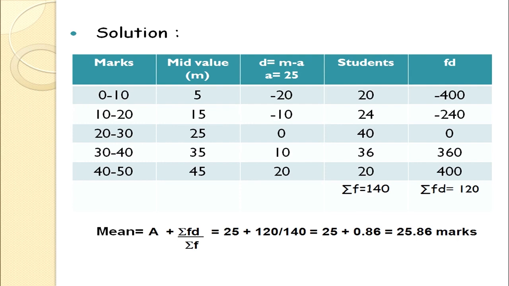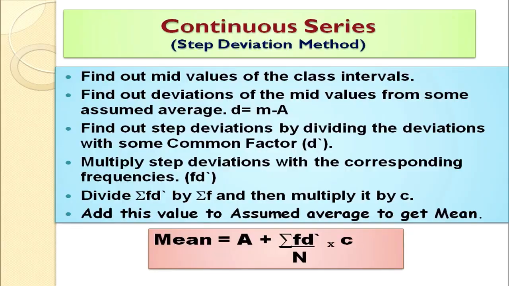So students, we have learned how to calculate mean in case of continuous series by shortcut method. Now we can discuss how we can calculate mean in case of continuous series by step deviation method. Let us discuss the various steps in it. We now know step deviation is only possible when the deviations have a common factor by which they can be divided. So let us see the steps. Again the first step is mid value. We have to find out the mid value.